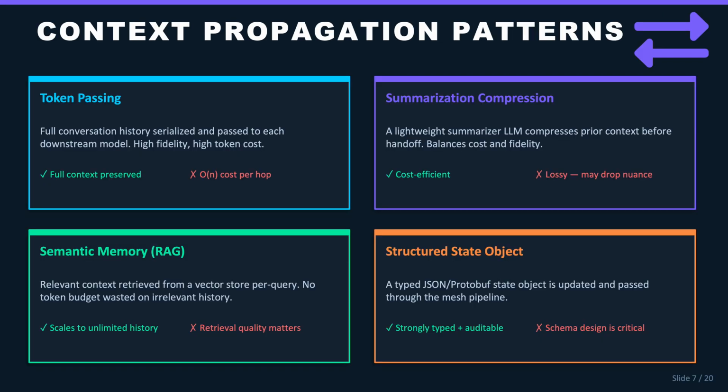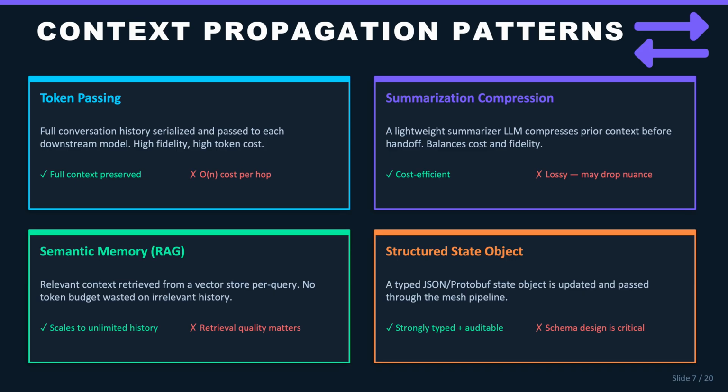Context propagation patterns. One of the hardest problems in a multi-model mesh is managing context across model hops. There are 4 established patterns, each with distinct trade-offs. Token passing is the simplest. You serialize the full conversation history and pass it to every downstream model. You get maximum fidelity, but the token cost grows linearly with every hop.